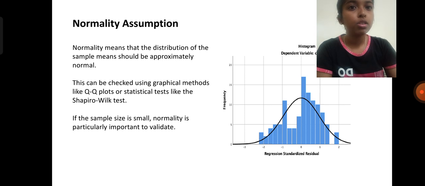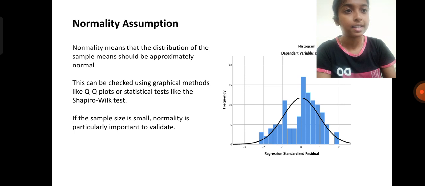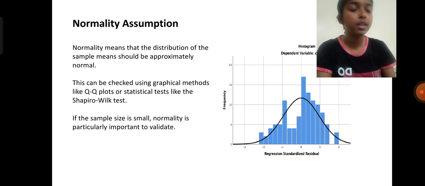Normality assumption. Normality means that the distribution of the sample means should be approximately normally distributed. This can be checked using graphical methods like QQ plots or statistical tests like the Shapiro-Wilk test. If the sample size is small, normality is particularly important to validate.